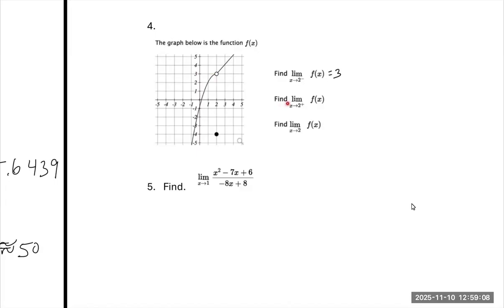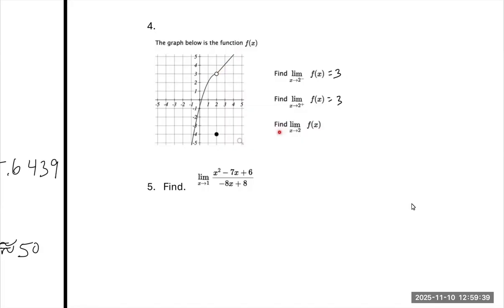The next problem says, find the limit as x approaches 2, and this is a positive number that comes after the 2, and that means as we approach it from the right. So as we come this direction, what is the height of the function approaching as we get really, really close to 2? And that is 3 as well. So it's a little bit of a trick question here.